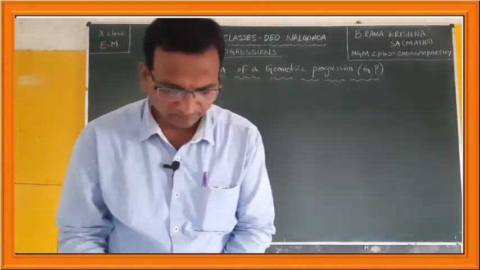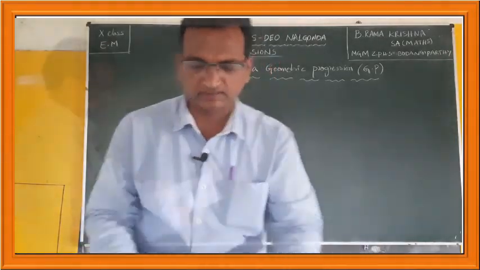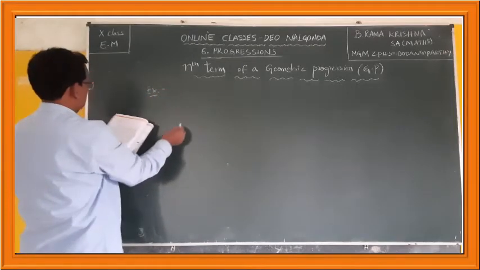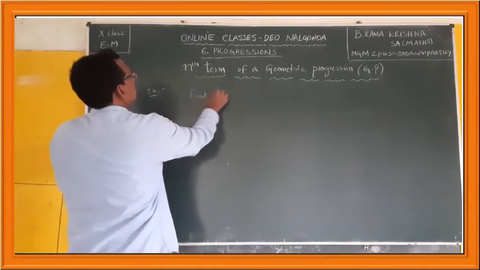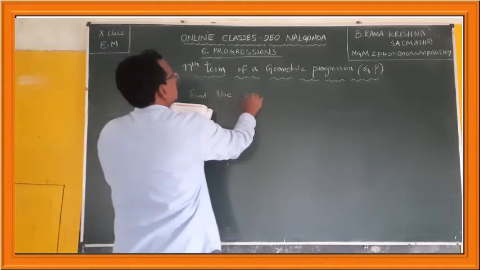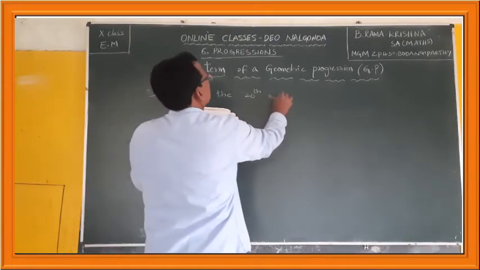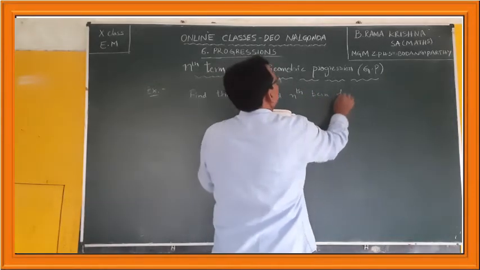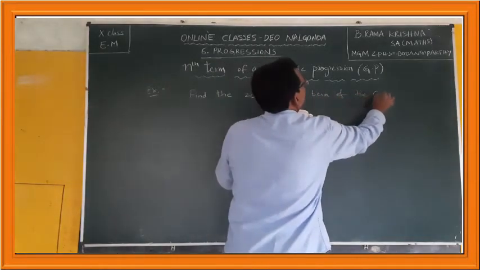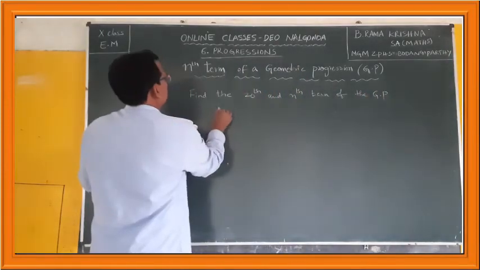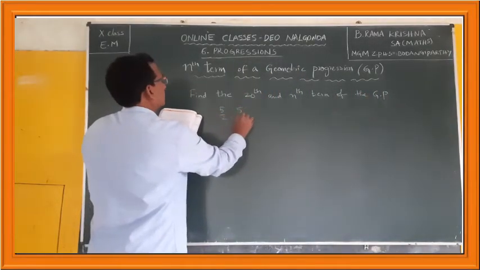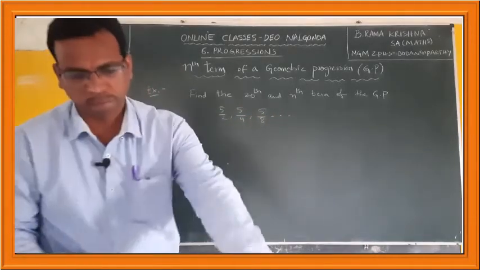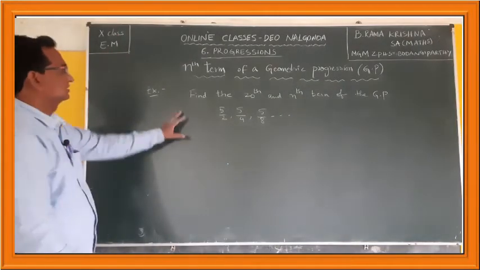Let me discuss some examples here. Example 20 is given here, and I want to discuss this. Find the 20th and nth term of the GP 5/2, 5/4, 5/8 and so on. Okay. So this is the question.